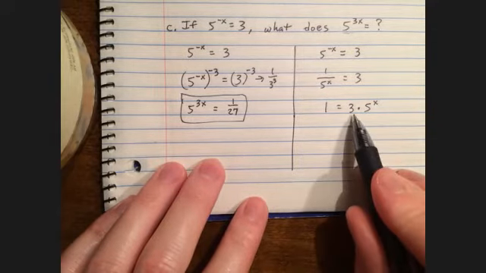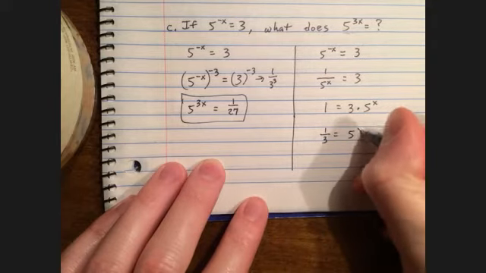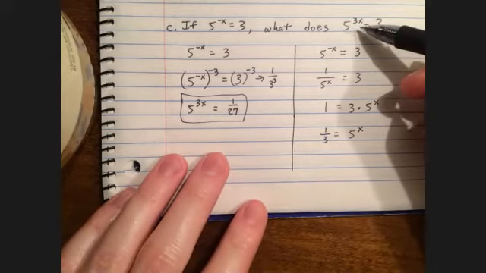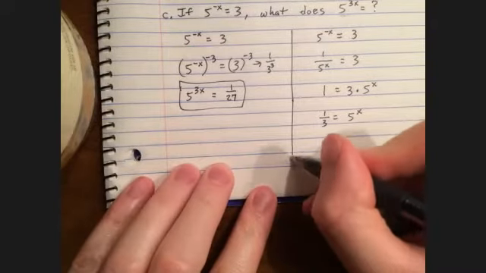Take this 3, we can actually divide it. So we're saying 5 to the what power of x would equal 1/3. Well, we know that we're looking for 5 to the 3x. So I'm just going to write it over here so you can kind of see it.